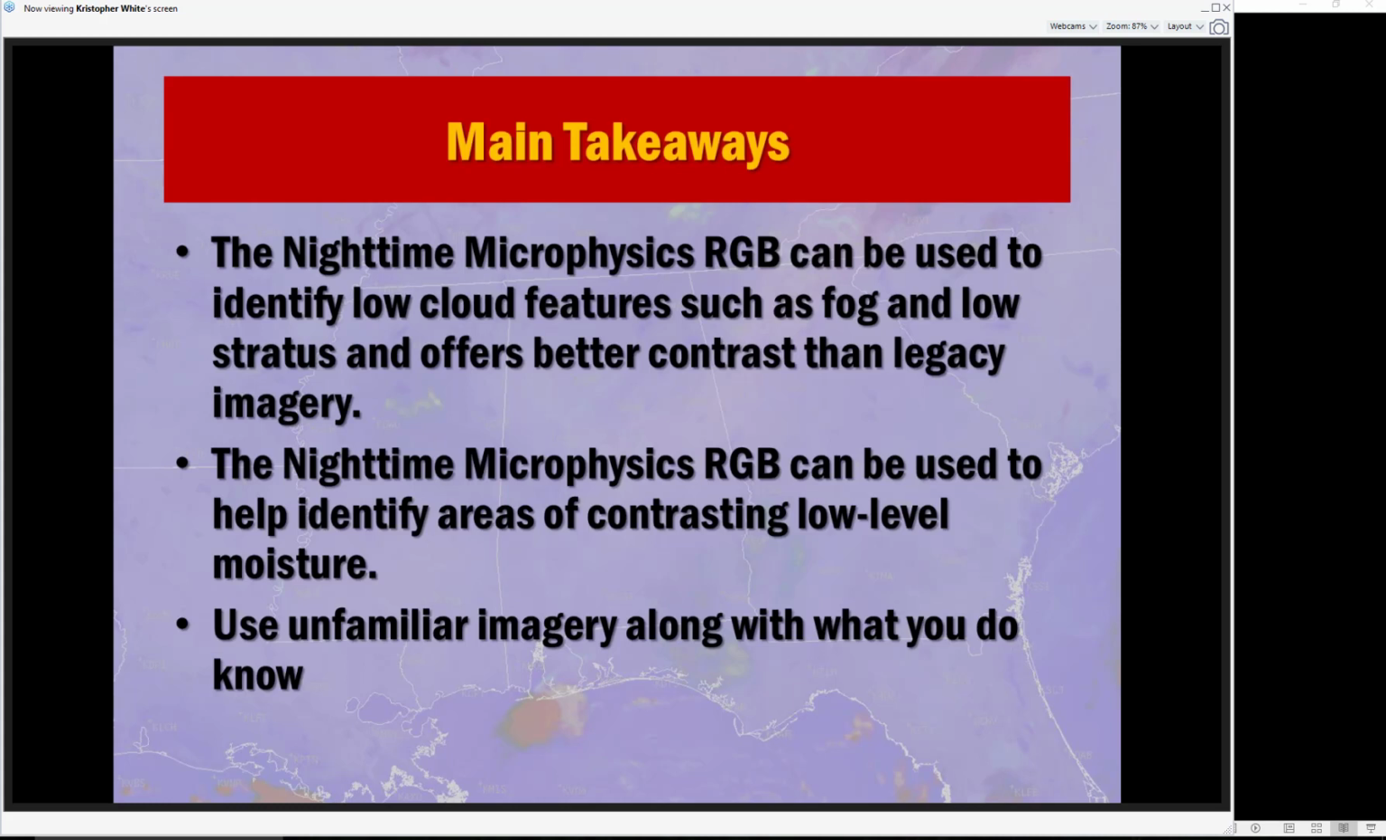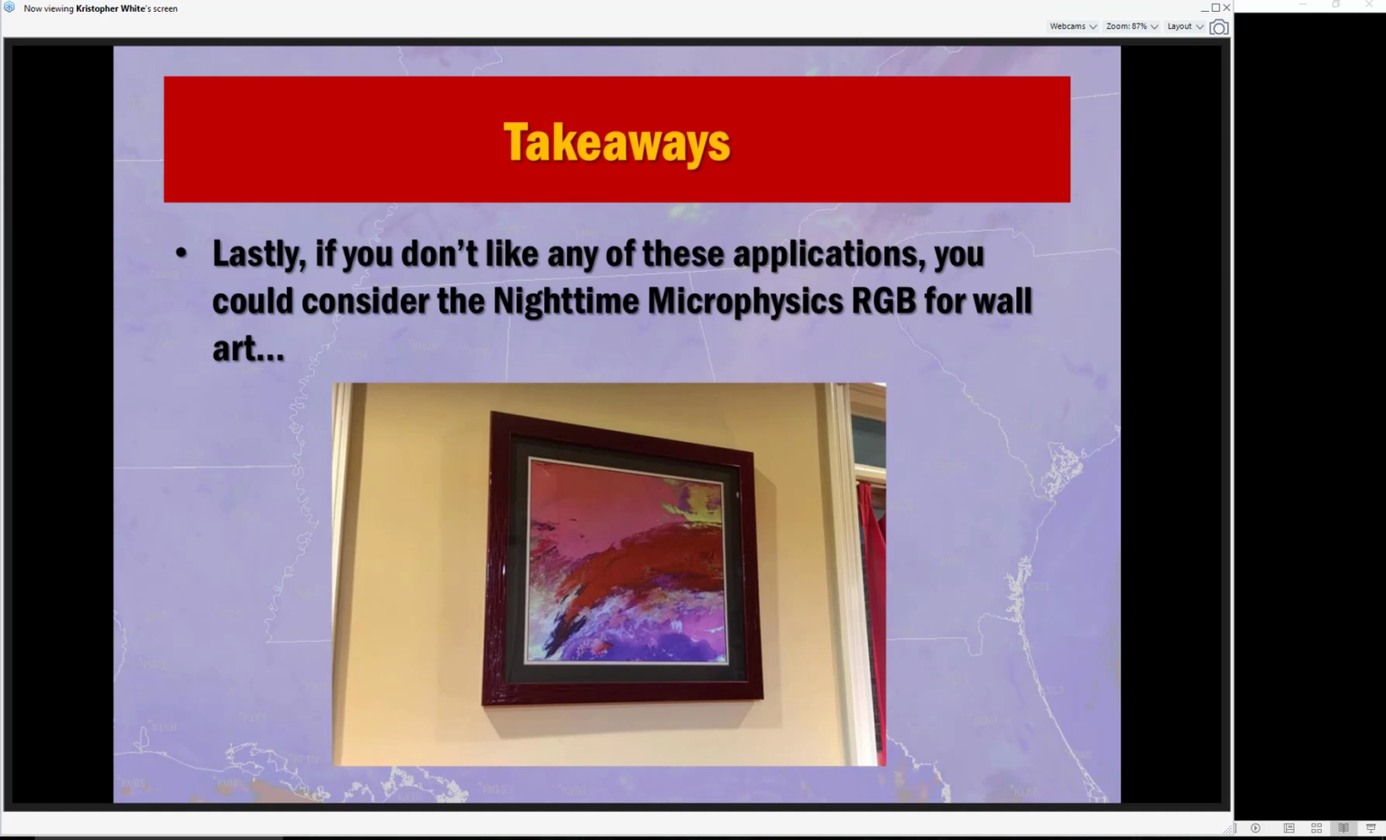So the main takeaways here are that the Nighttime Microphysics RGB can be used to identify low cloud features such as fog and low stratus, and it offers better contrast than legacy imagery, at least in my opinion. The Nighttime Microphysics RGB can be used to help identify areas of contrasting low-level moisture. It's also important to use unfamiliar imagery, like the RGB that may be unfamiliar, along with what you do know. And lastly, if you don't like any of these applications, you could consider the Nighttime Microphysics RGB for wall art. It does make very nice modern art or abstract art.